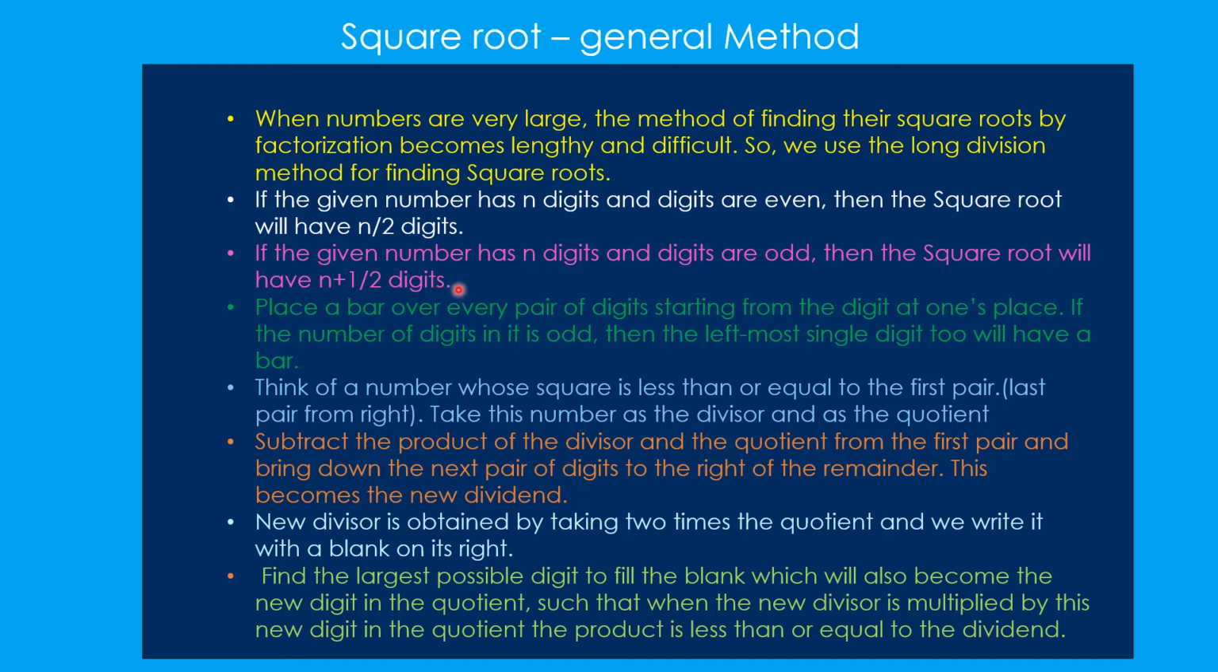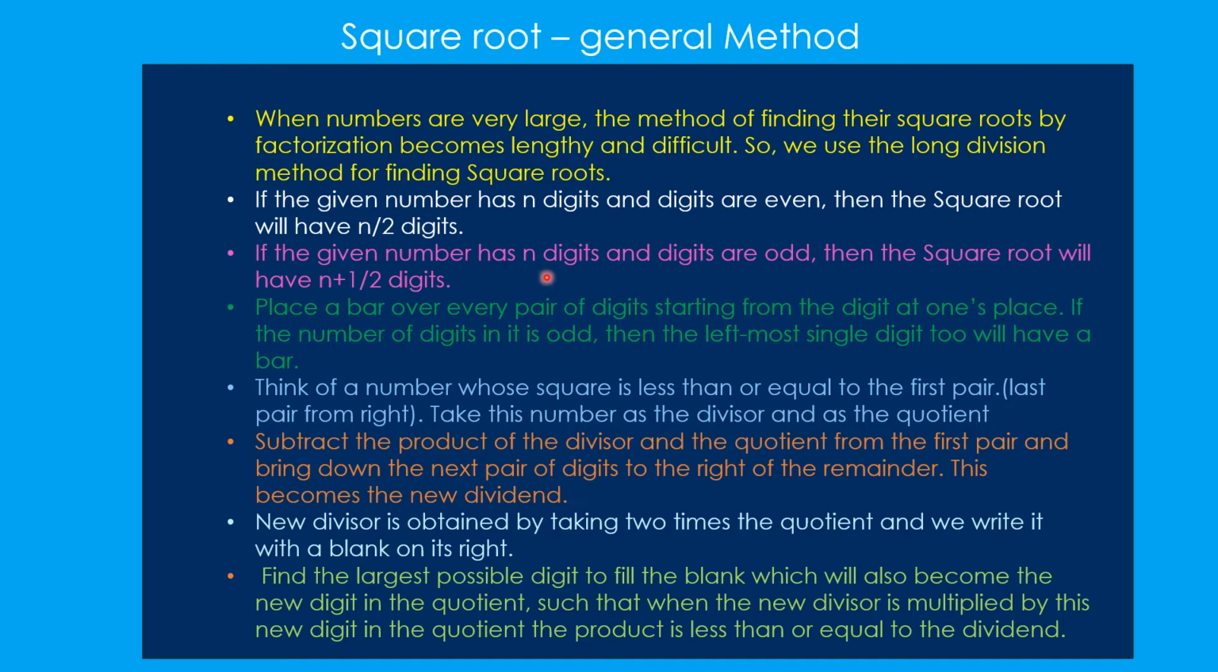Now to find the square root, the first thing we do is place a bar over every pair of digits starting from the digit at the ones place. If the number of digits is odd, then the leftmost single digit too will have a bar. After that, we think of a number whose square is less than or equal to the first pair. Our first pair is the last pair from the right-hand side. Take this number as a divisor and as a quotient.